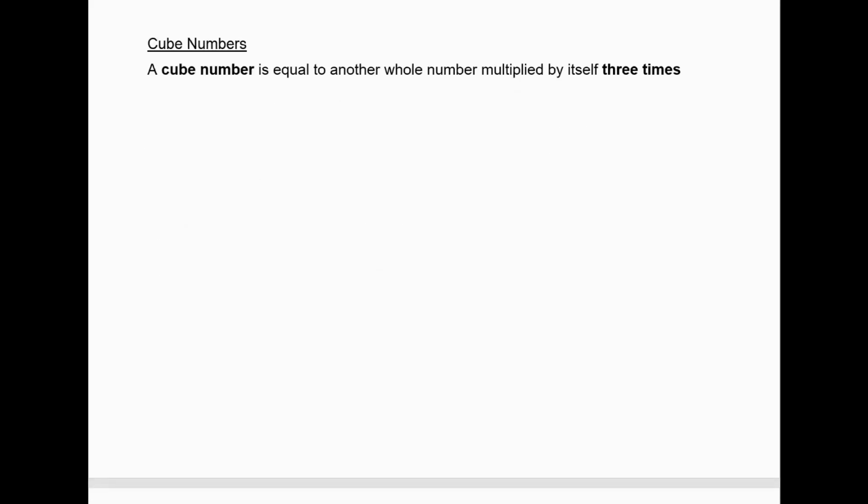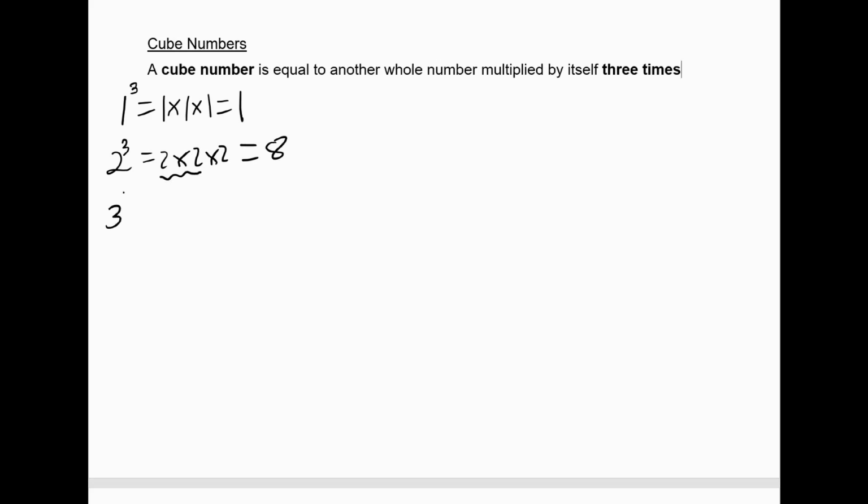A cube number is equal to another whole number multiplied by itself 3 times. So 1 cubed, so we write this with 1 and then the power 3, which just means 1 multiplied by itself 3 times. 1 cubed is 1 times 1 times 1, which is 1. 2 cubed is 2 times 2 times 2, which is going to be 4 times 2, which is 8.